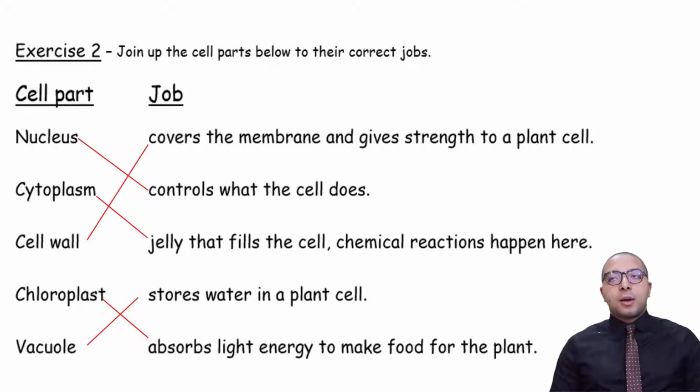Chemical reactions happen here. The cell wall covers the membranes and gives strength to a plant cell. Chloroplast absorbs light energy to make food for the plant. And at the end we have vacuole that stores the water in a plant cell.